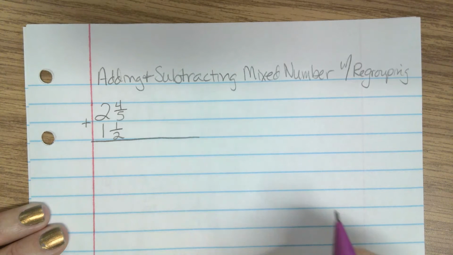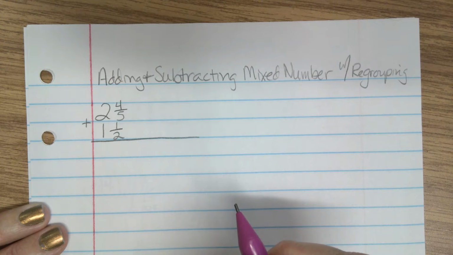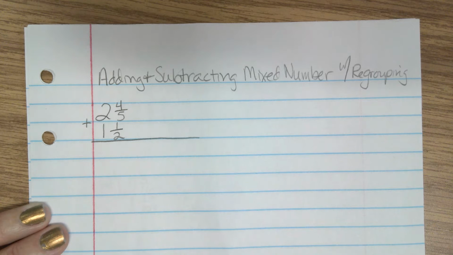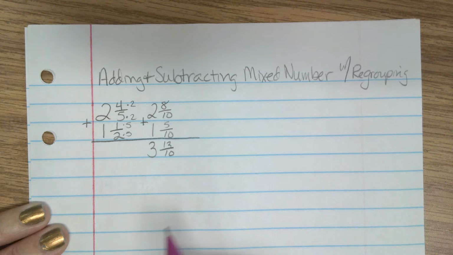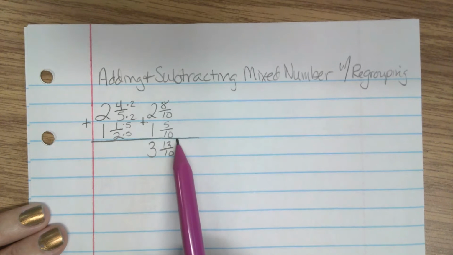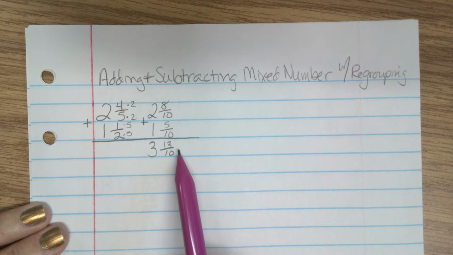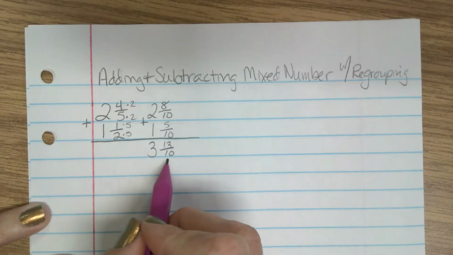I want you to go ahead, pause this video, and try to add these two mixed numbers. So once you found your least common denominator, rewrote your fractions, and added them together, you should end up with 3 13/10. But you can't leave the 13/10 there because it's an improper fraction. So now we have to take this 13/10 and divide it out, make it into our mixed number.